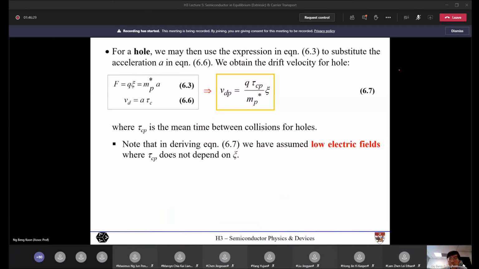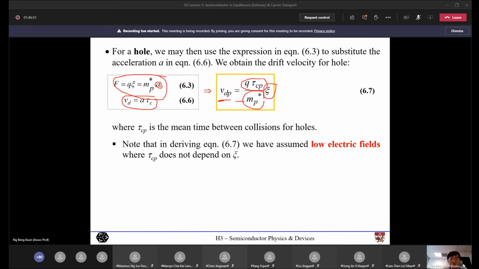So using the expression that we have determined by comparing it to Newton's second law, and expressing acceleration in terms of electric field and effective mass, and this drift velocity expression, we can write down the drift velocity as q multiplied by the average time between collision divided by the effective mass and multiplied by the electric field.